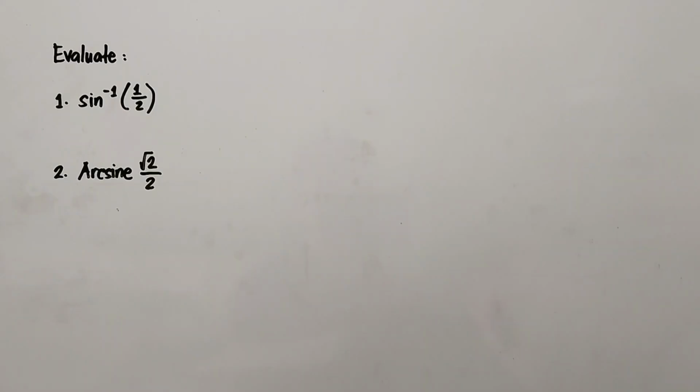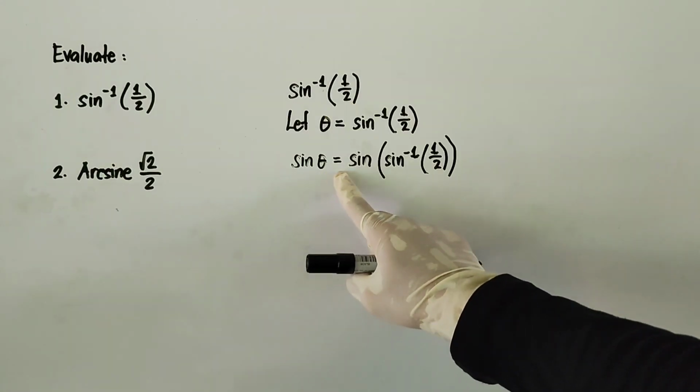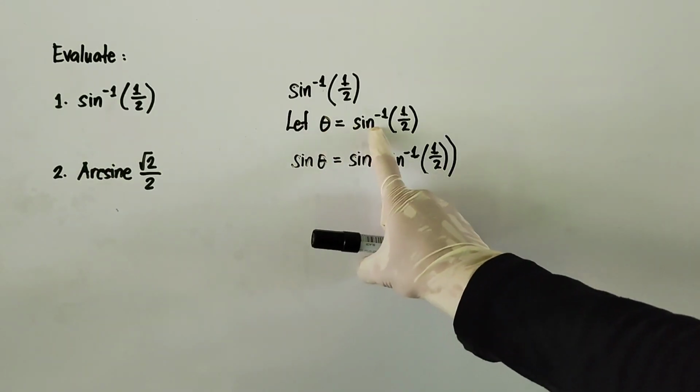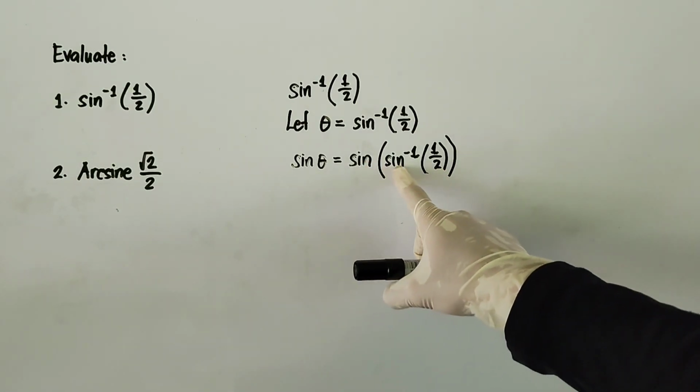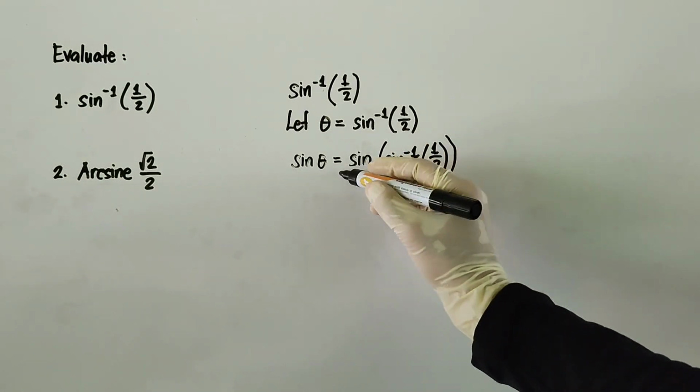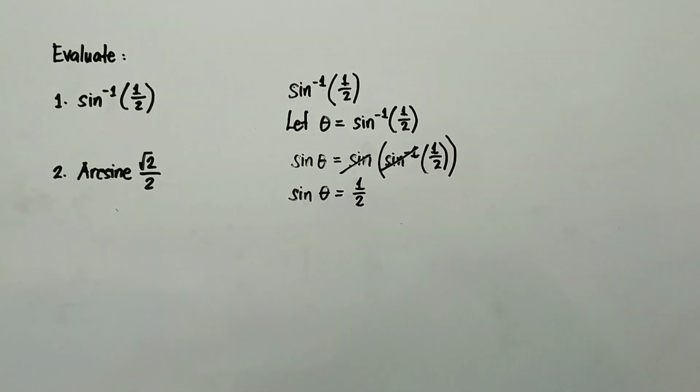Evaluate the following: arc sine 1/2 and arc sine square root of 2 over 2. We will let first theta equals the arc sine of 1/2. And after that, we will apply the function sine. Sine theta equals sine, the value of theta is arc sine 1/2. Remember that sine and arc sine are inverses, so we can cancel that out. We have now sine theta equals 1/2.